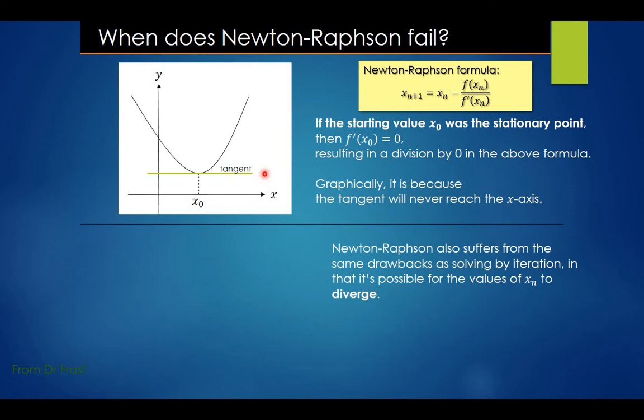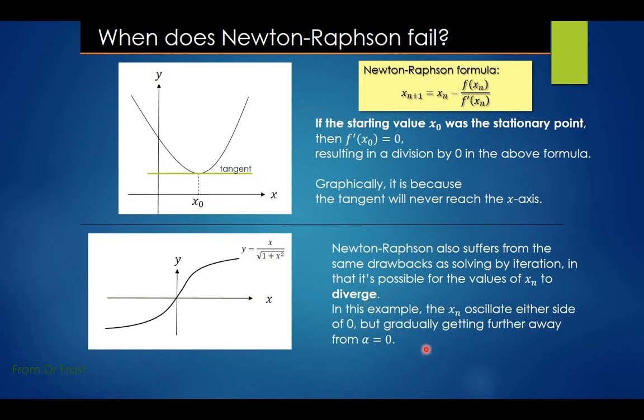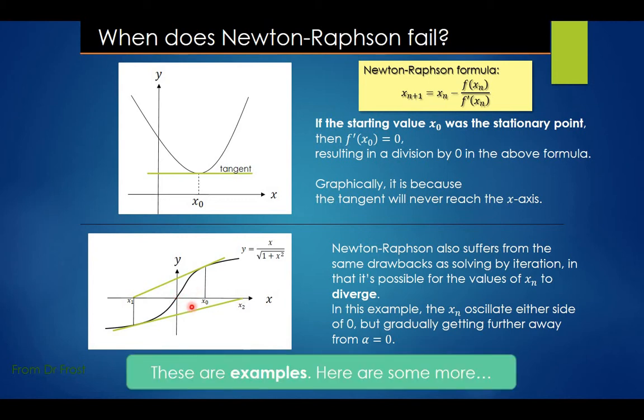Another problem that we have is that you could get divergence. So here's an example, and we're going to see that our starting value is going to oscillate either side of this root 0, but we're going to be diverging. So every time we're getting a little bit further away from that origin. These are some examples. I think it's good to see quite a lot so you can know what to look out for.